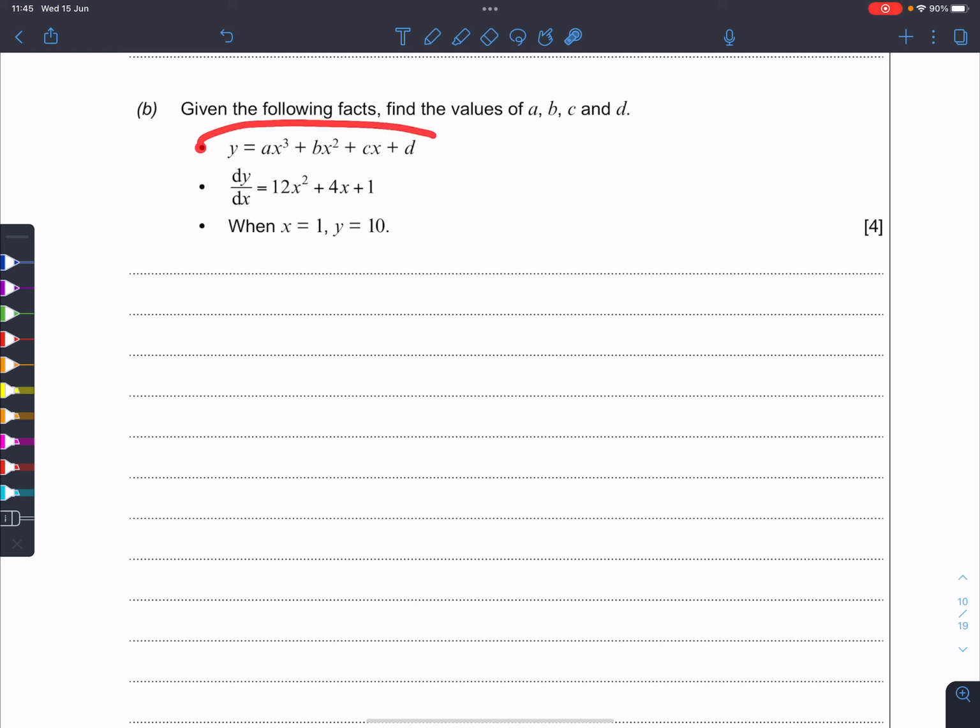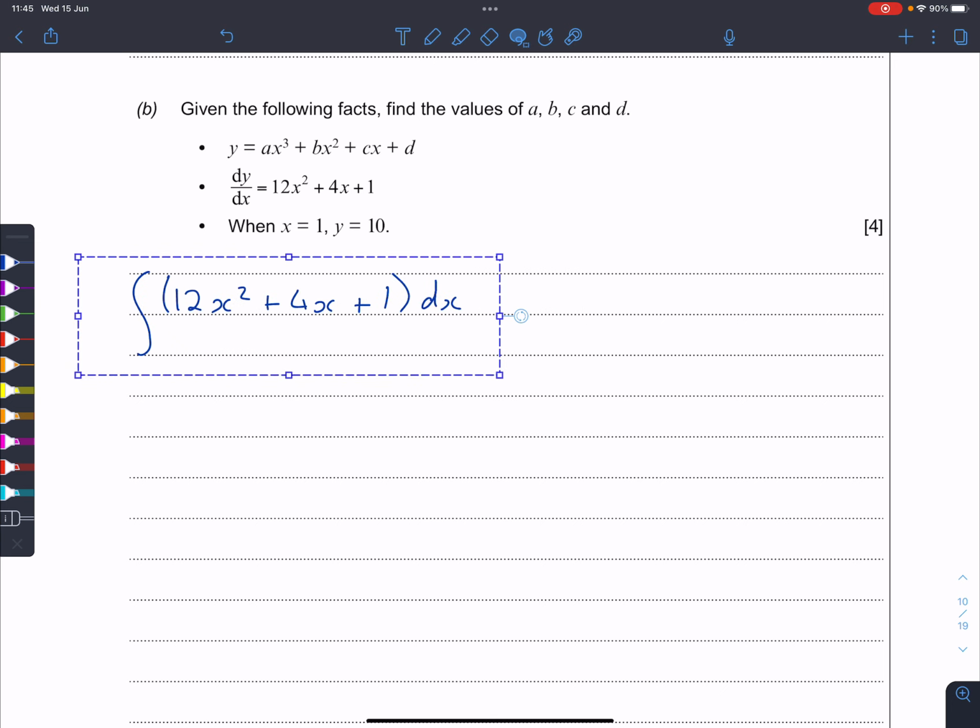So I can't really start on this one because I don't know a, b, c, or d. So I'm going to start with dy by dx. And what I can do is, if I integrate dy by dx, integrating will take me back to that line. So if I integrate 12x squared plus 4x plus 1 with respect to x, then I get, let me just make a bit more room.